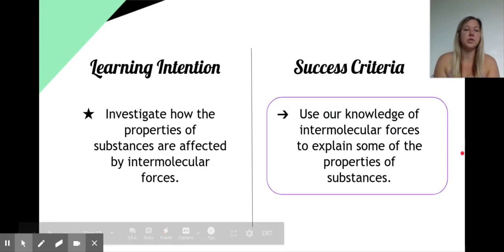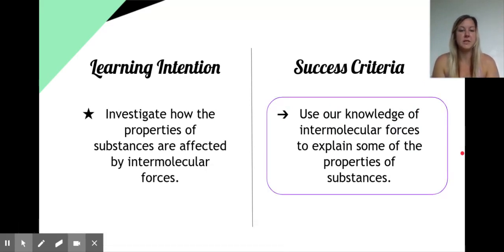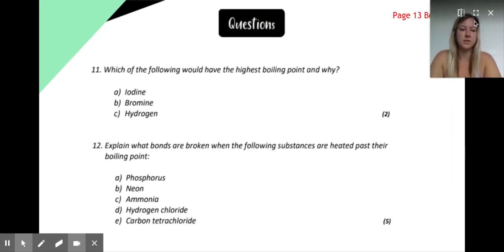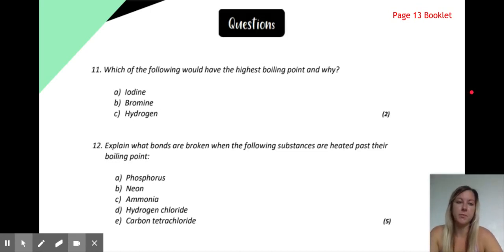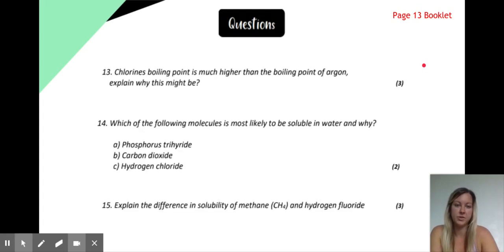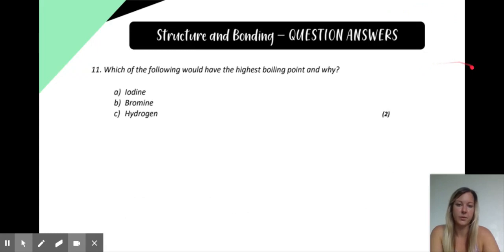So we wanted to use our knowledge of intermolecular forces to explain some of the properties of substances. We are going to now attempt the questions. These are on page 13 of your booklet. There are 5 questions, I believe. So as usual, have a look at the questions, see if you can attempt them, and then come back and watch the video and self-mark your answers. So here they are. Like I said, they're on page 13. And we will go ahead and answer some of the questions.